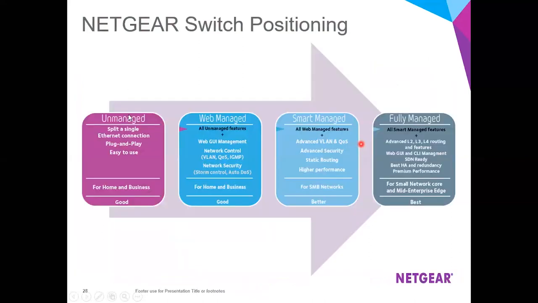So in just one slide, the whole portfolio: web managed, smart managed, and fully managed. As you can see here, static routing and advanced security start in smart managed and fully managed. So those are the products for static routing and ACLs. If we just want basic VLANs and just want to segment the traffic, the web managed switches are the good ones.